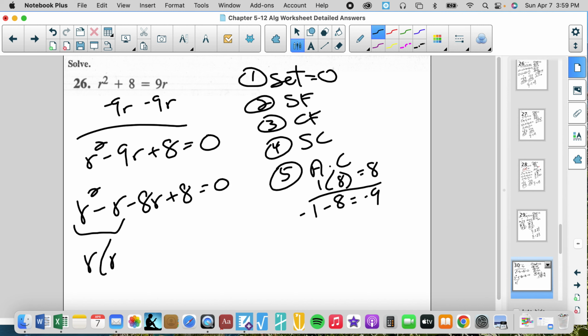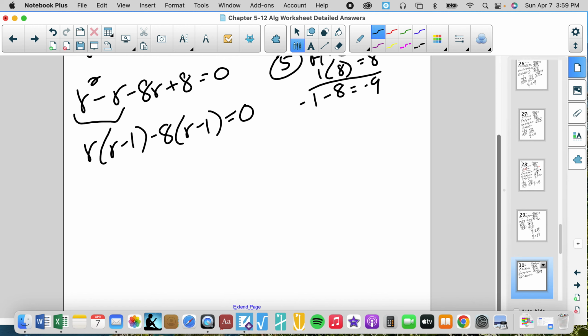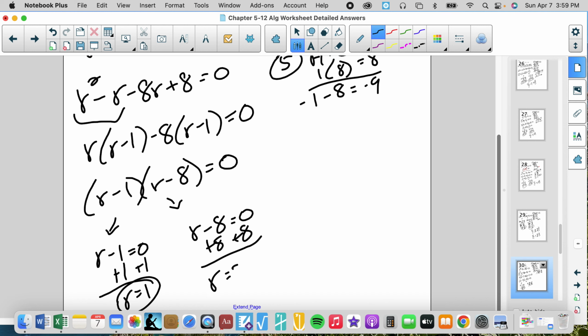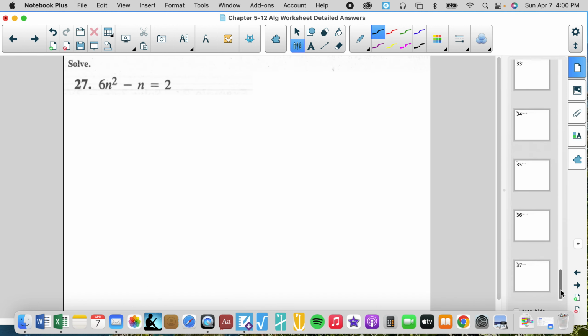Factor out an r, r minus 1. Factor out a -8, r minus 1. We get r minus 1, r minus 8. Set them equal to 0. Add 1, r equals 1. Add 8, r equals 8. 1 and 8. We're almost there. A couple more. Okay, a whole lot more.